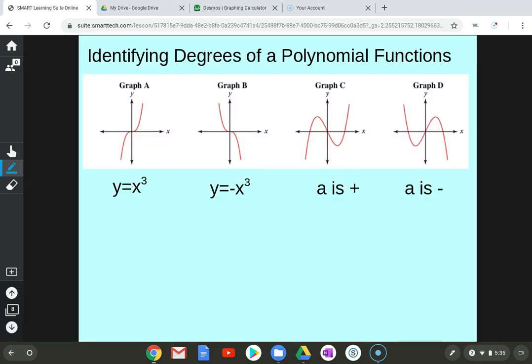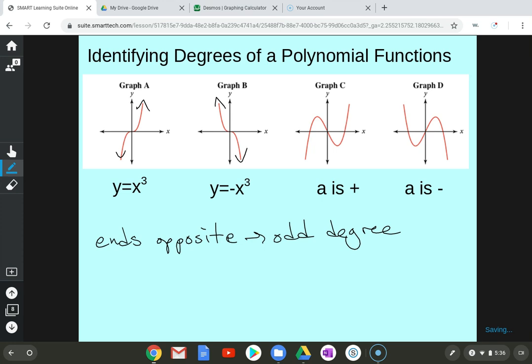All right, so if we have to identify the degree of a polynomial, remember, if the ends are pointing in opposite directions, meaning one's pointing down and one's pointing up, that means that the degree is odd. So odd degree means, think O for odd, O for opposite. Odd degree means that those ends are going to point in opposite directions. How do we know which way they're going to point?